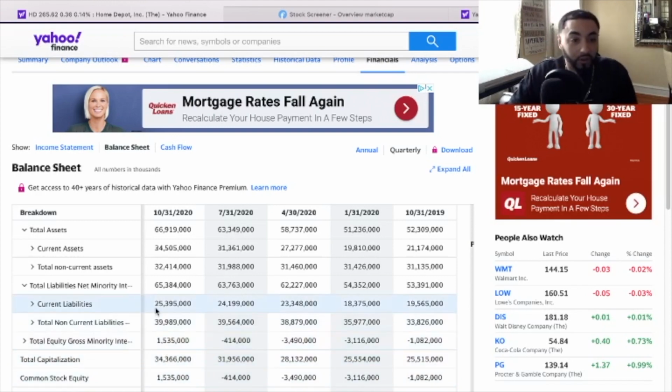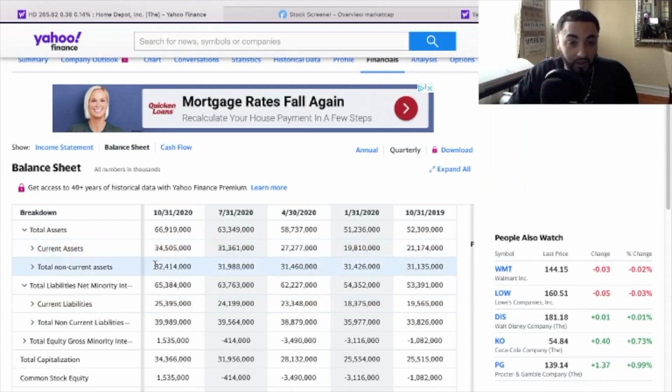All right, so the first thing I want to look at is current assets versus current liabilities. You always want your current assets higher than your current liabilities. Here you see we had 34 billion in current assets and 25 billion current liabilities. This looks good. That's the first thing I usually look at.